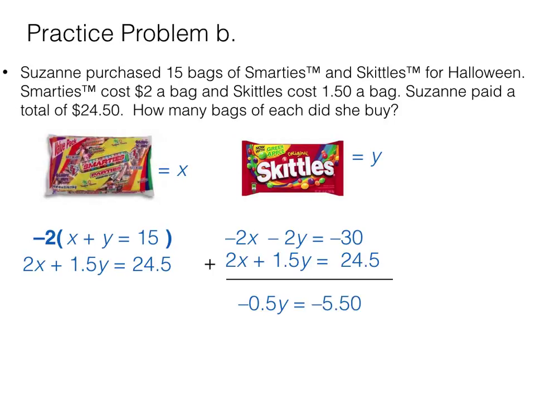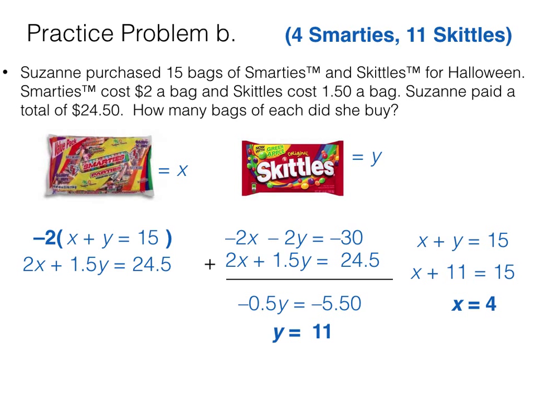Negative 0.5y equals negative 5.50. So to solve for y, we're going to divide by negative 1/2, which is the same thing as multiplying by negative 2. We get y equals 11. 11 bags of Skittles. She bought a total of 15 bags, so 4 bags of Smarties.